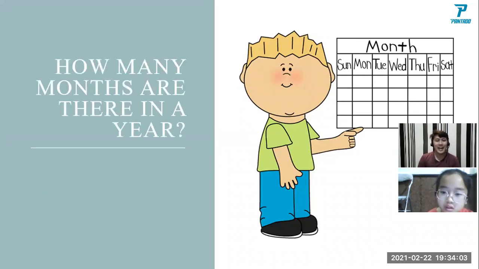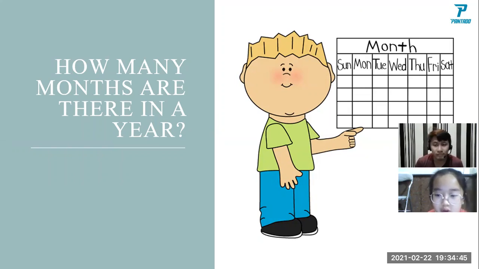Quick question, Annie. How many months are there in a year? There are 12 months in a year. Definitely, there are 12 months in a year. And can you tell me, in order, the months in the year? Can you start with the very first month? What is the name of the first month, the second month, the third month?